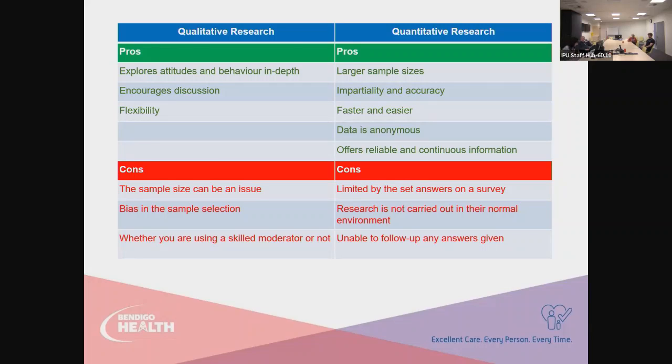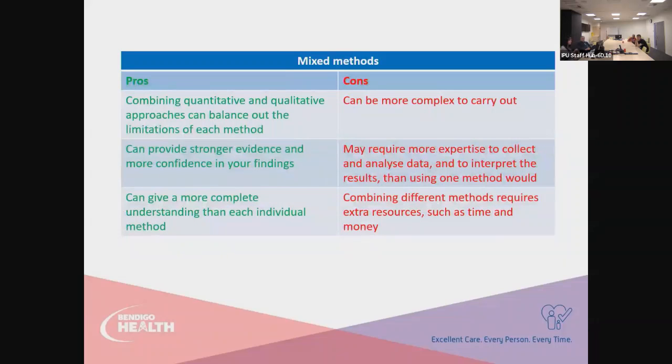And then, of course, the cons in quantitative research methodologies can be that you are limited by set answers on a survey, and you can't really follow up on the answers that are given. Whereas in a focus group or in individual interviews, someone says something, you go, oh, and you can clarify the meaning behind it. So what did you actually mean by that? Or what influenced your response there? Whereas in quant, you just can't follow that up. And usually quantitative research isn't carried out in a person's normal environment, which could influence their responses.